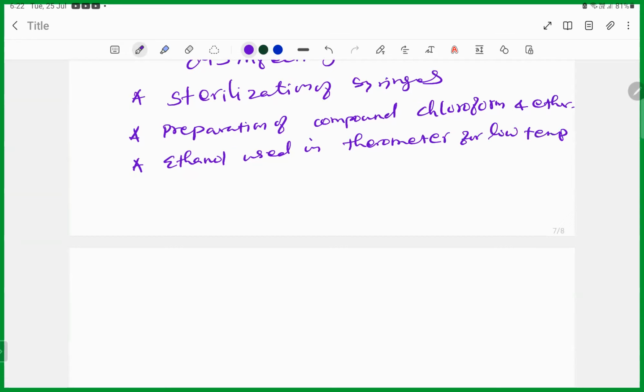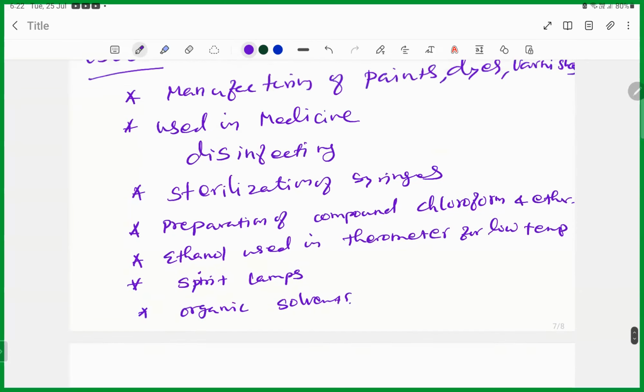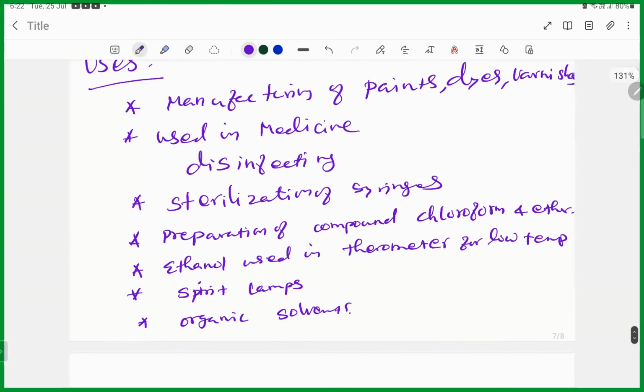and then ethanol will be used in the spirit lamps. If you are use பண்றதுல before it was used, and then ethanol is used as a organic solvent. So these are the uses of your ethanol.